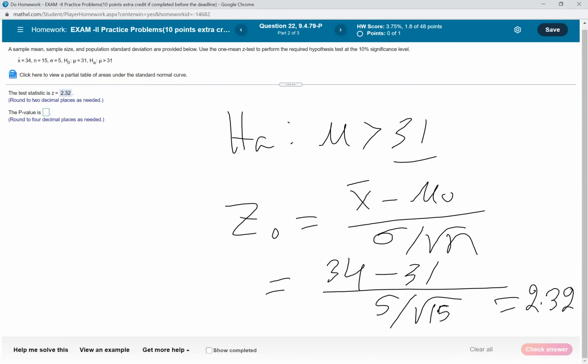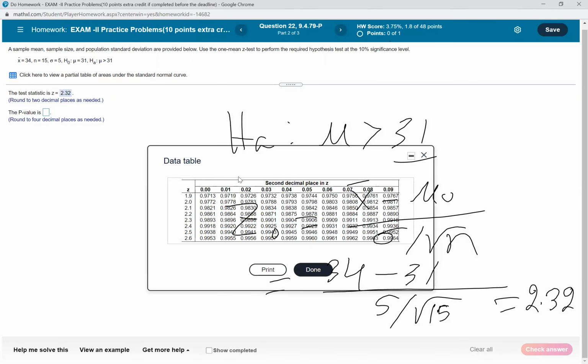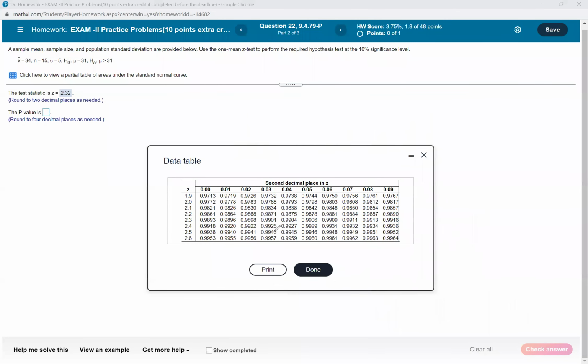So to find the p-value, look at the Z table. We have the partial Z table here. Let me clear all the drawings first. Okay, so this is the Z table and our test statistic is 2.32, and this is a right-tail test. So let me draw the normal curve. This is the area we need to find.